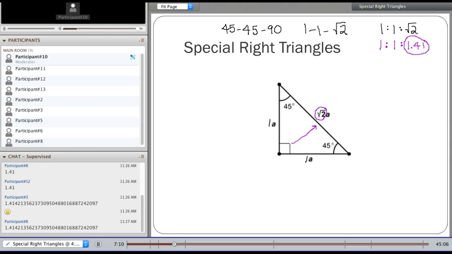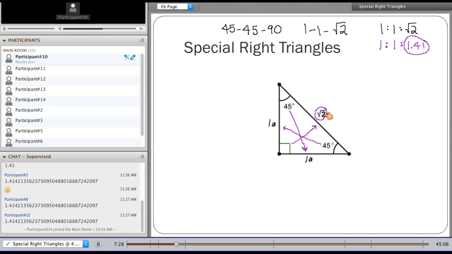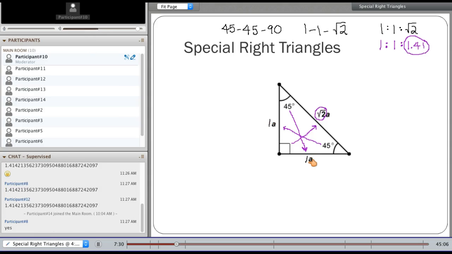And then it makes sense because if we have 45 and 45, this is really an isosceles triangle, which means both of those legs should be the same length, right? So it would make sense that they're both the ones because that's the only way you're going to get them to be the same. Does that make sense how you would figure out where these ratios go?